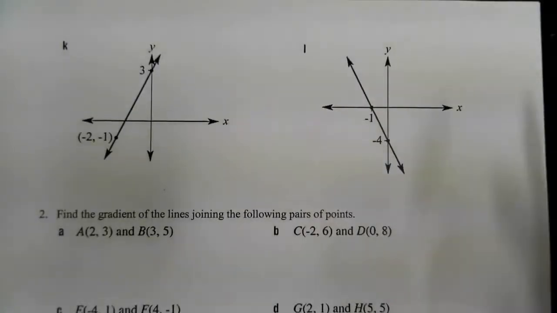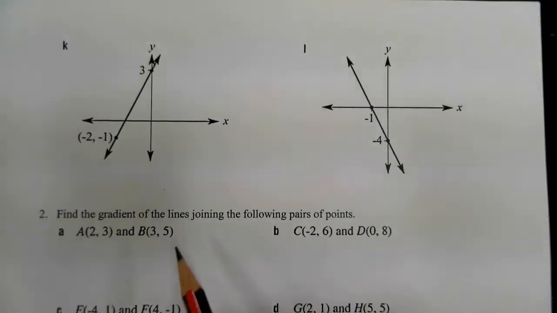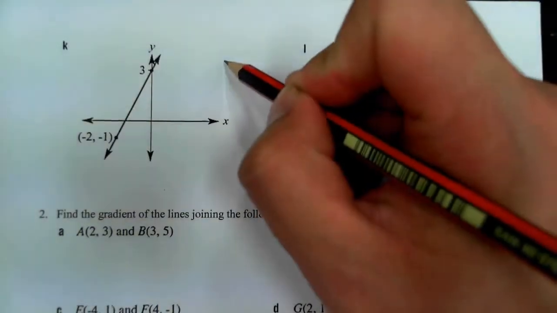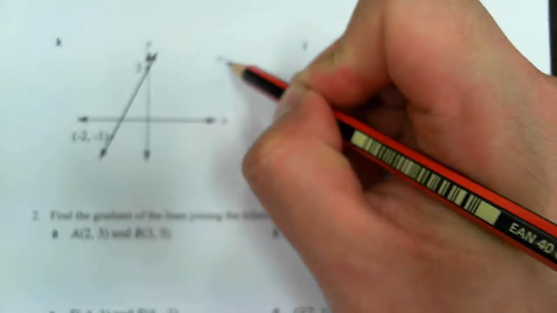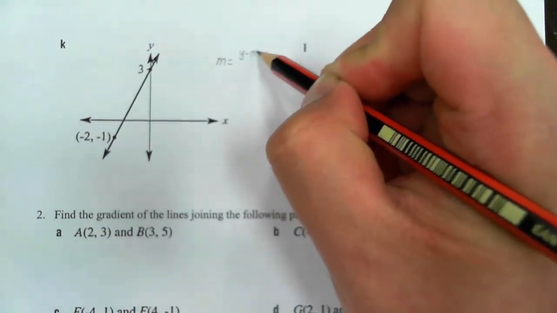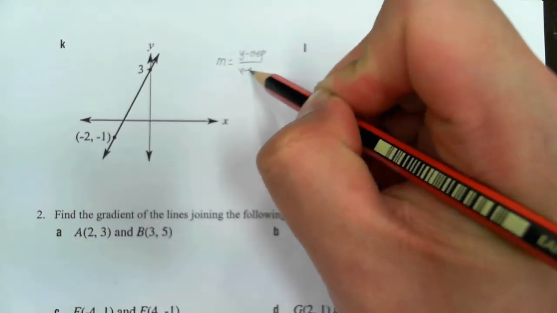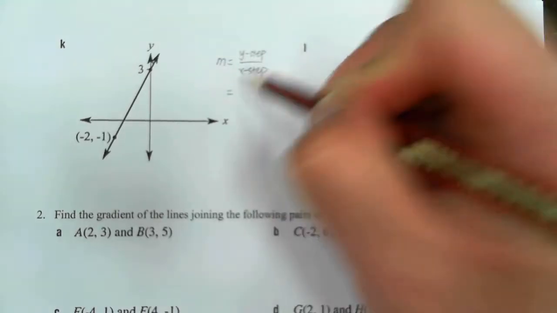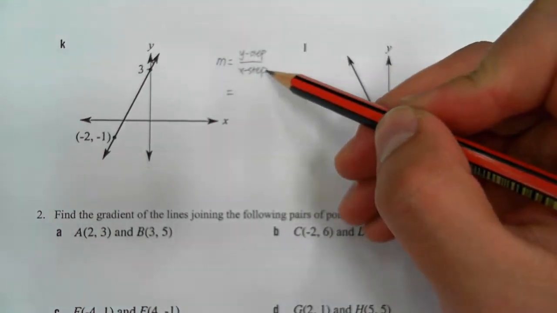Okay, firstly, let's use these two questions as examples to do some revision of the gradient. When we solve a gradient problem, we always write m equals y step over x step. Now we have to find the y step and the x step.